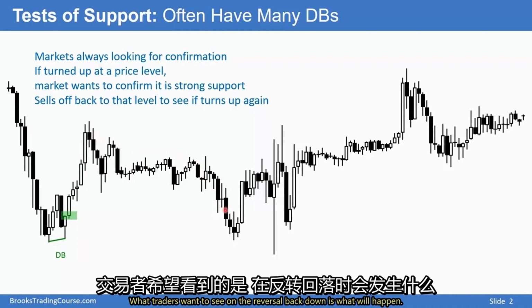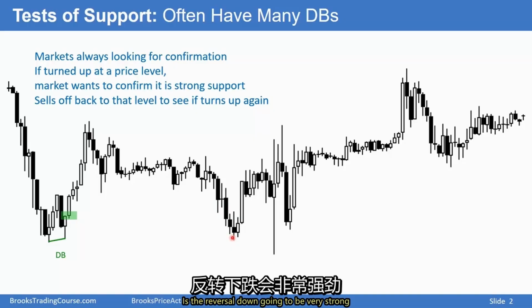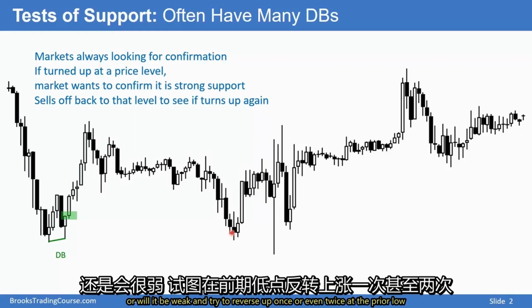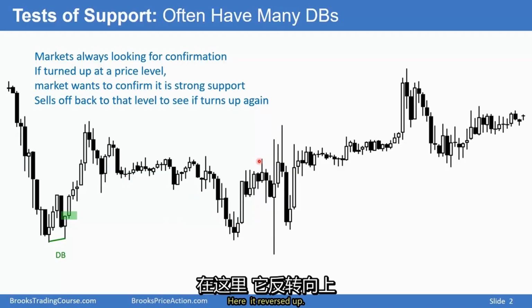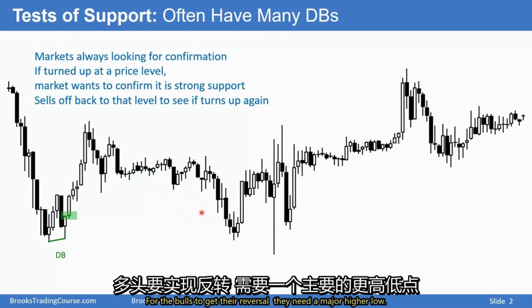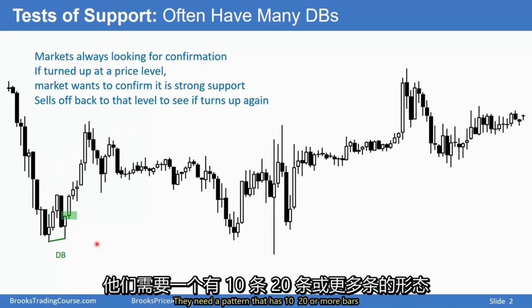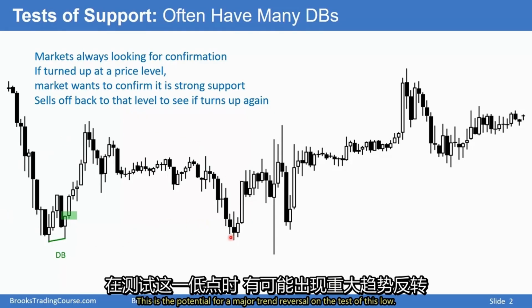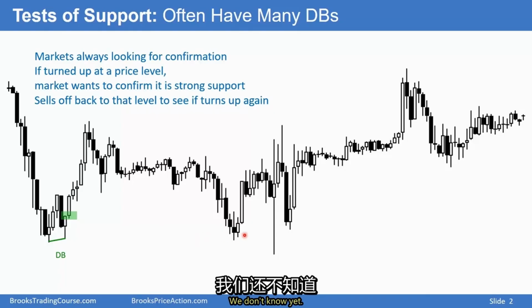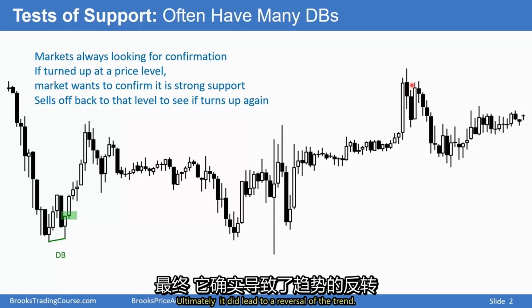What traders want to see on the reversal back down is what will happen. Is the reversal down going to be very strong, and will it look like a resumption of the bear trend? Or will it be weak and try to reverse up once or even twice at the prior low? The market's testing the prior low. Here, it reversed up. For the bulls to get their reversal, they need a major higher low. They need a pattern that has 10, 20 or more bars. And that's what they have here. This is the potential for a major trend reversal on the test of this low. We don't know yet. Ultimately, it did lead to a reversal of the trend.